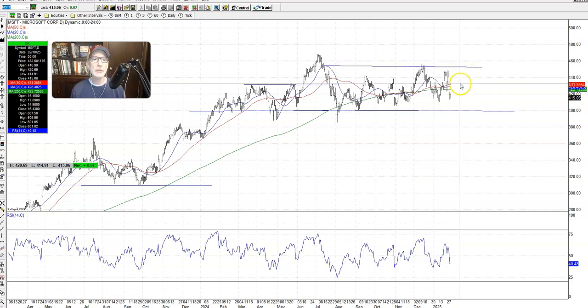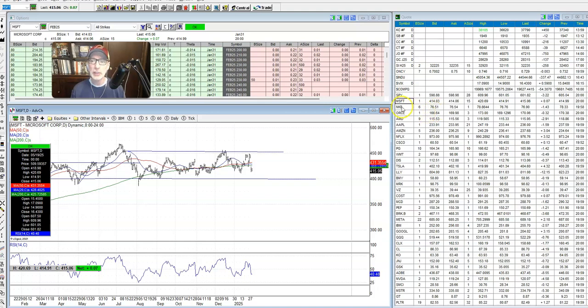So you need to learn how to draw these patterns. I'm going to show you a couple of free websites that can help you understand how to use these patterns and how to actually look for these patterns. All right, so Microsoft right now is kind of stuck in that range. Let's see what else we have.